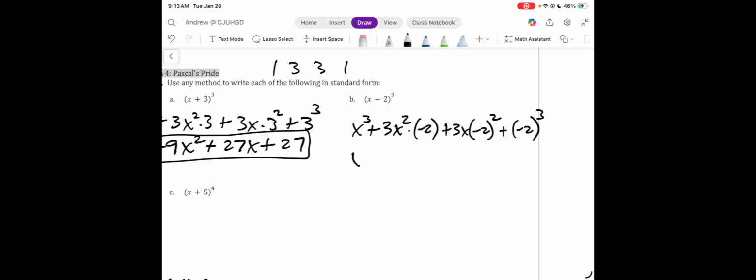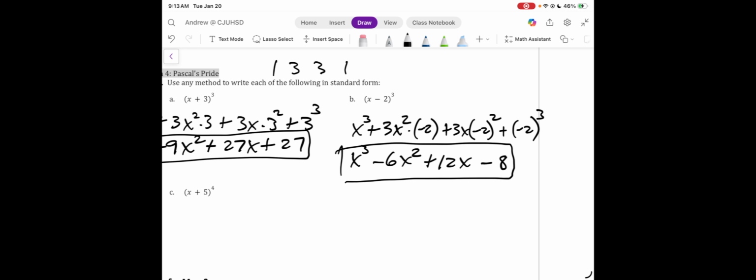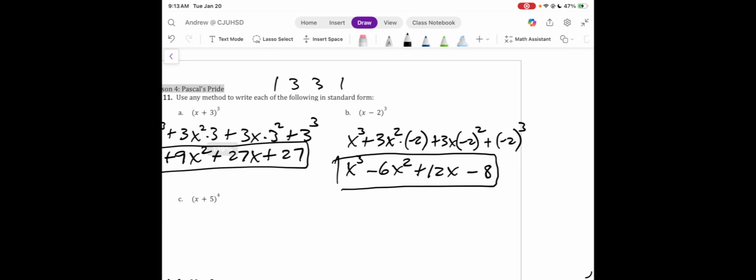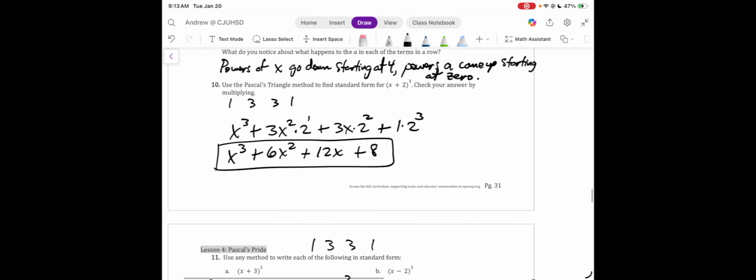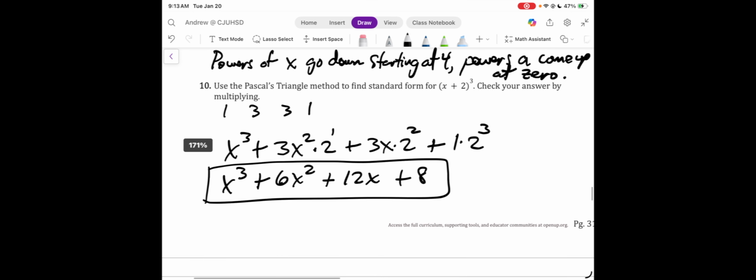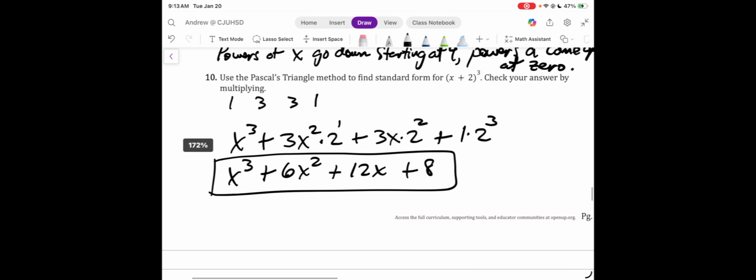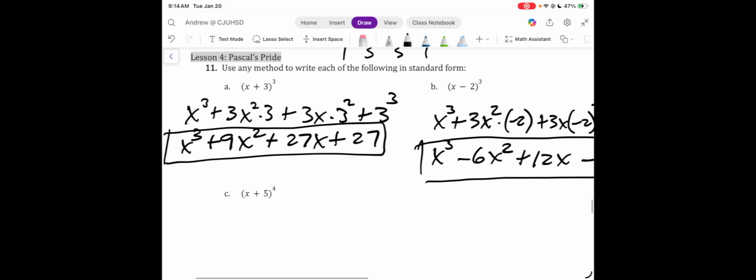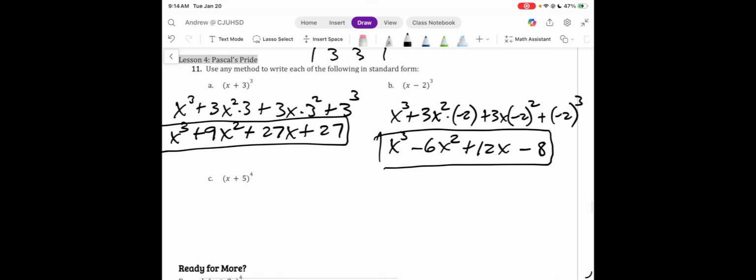So it goes x cubed minus 6x squared plus 3 times 4, 12x minus 8. That looks very similar to something we did before, right up here in number 10. Except that one was a plus, so it had positives all the way through. This one has a minus, so it's alternating between positive and negative.